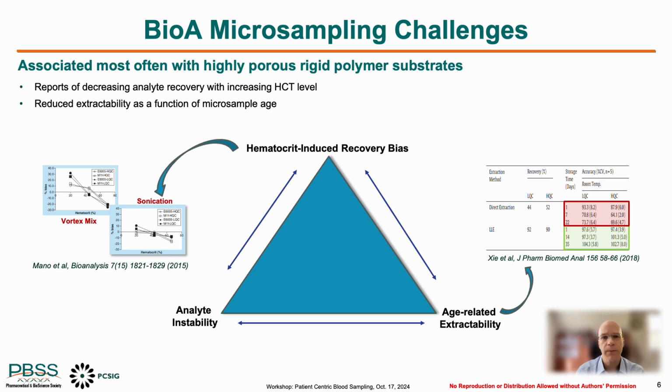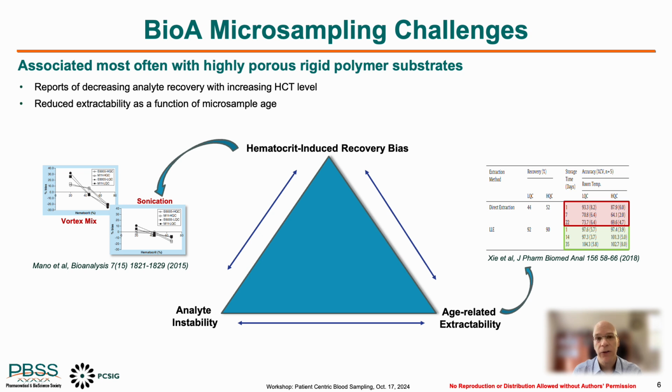So that's an overview of the 3 most used devices supported in our laboratory, and even though they each offer volumetric sampling regardless of hematocrit level, there are other interrelated challenges for the downstream BioA. And these include hematocrit-induced recovery bias, where extracted analyte yields decrease with increasing hematocrit, as noted by Mano et al. from the ESI lab back in 2015. And this tends to be more predominant with the highly porous, rigid polymeric substrates due to increasing erythrocyte concentrations trapping analyte in the pores of the media.